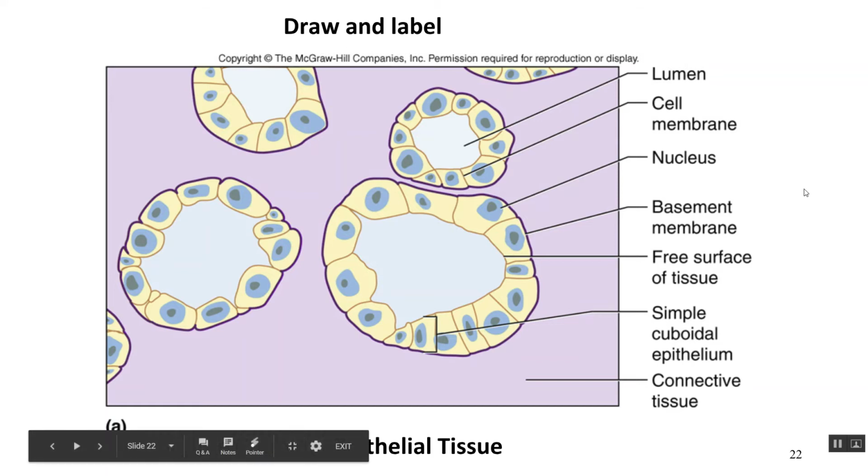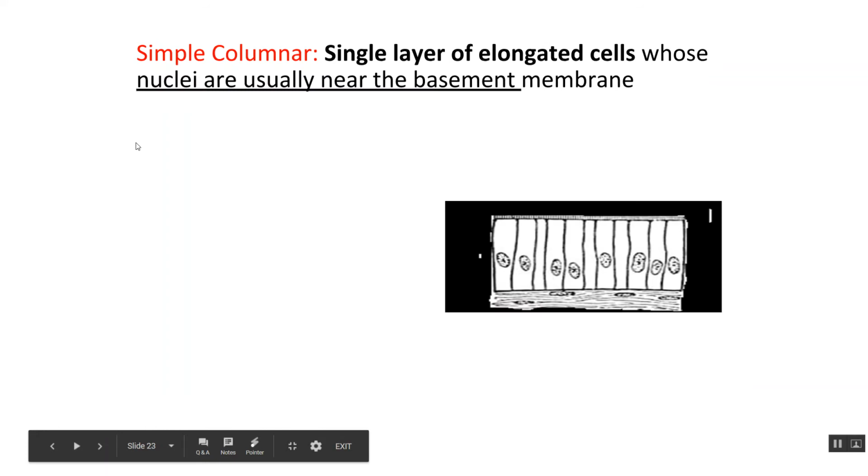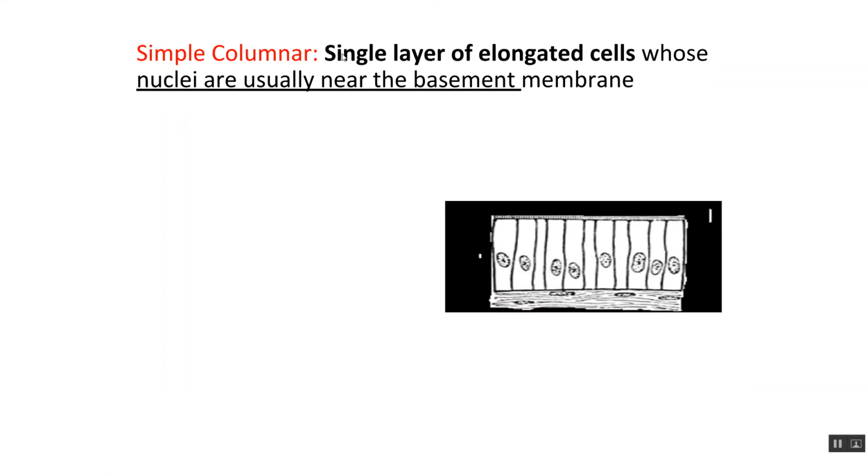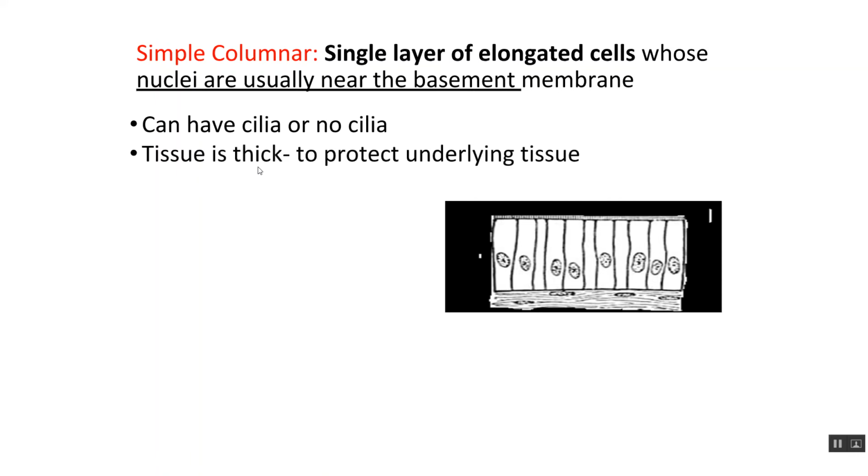All right, we're going to move on to one last one for the day, and that is your simple columnar. They are a single, simple layer of elongated, column-like cells whose nuclei are usually near the basement membrane. So the nucleus is usually closer towards the bottom. Sometimes these have cilia, sometimes they don't. Those are little hair-like projections at the top that can help either grab things or help it move around. This is thicker tissue, and that's to help protect underlying tissue.